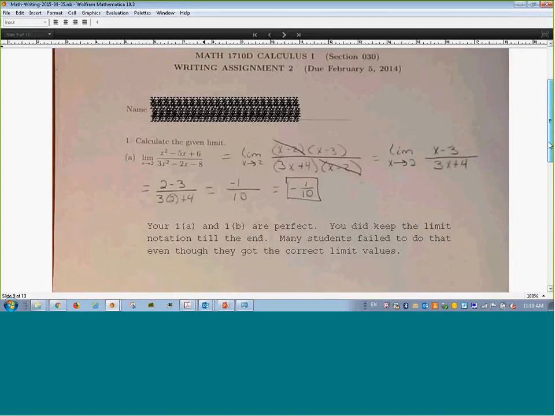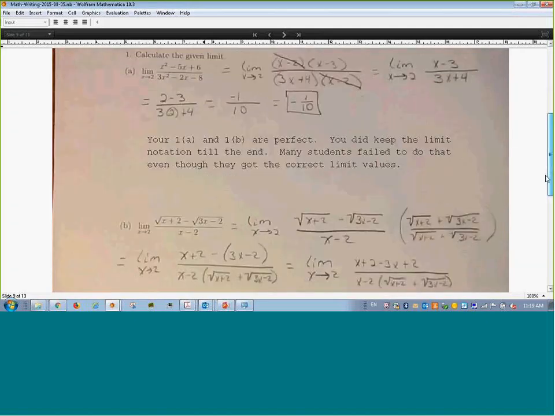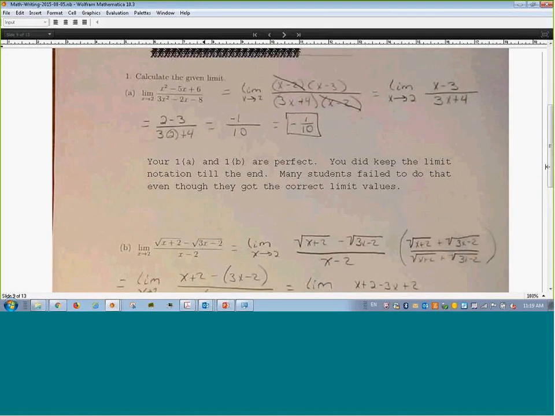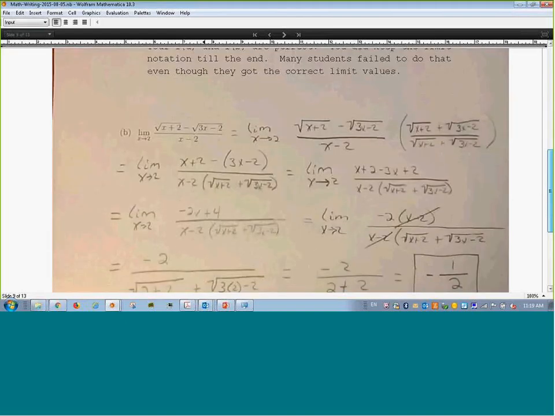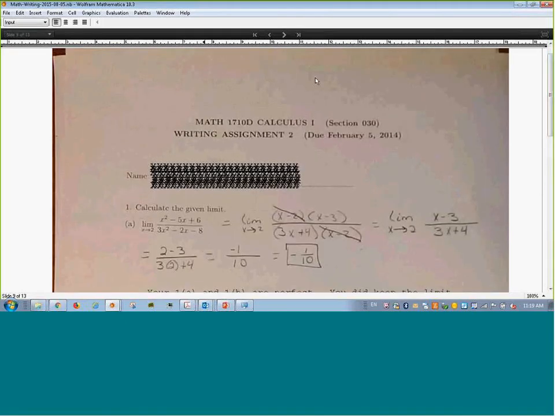Let's go to a calculus class, for example. Here's a good example. Students using limit notation very well. So at this time, all the equalities actually make sense. And not surprisingly, all good, perfect.